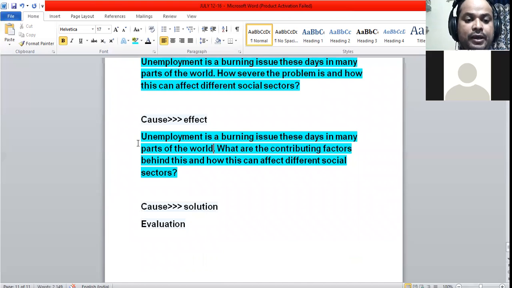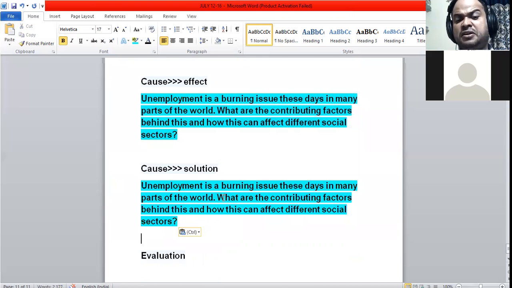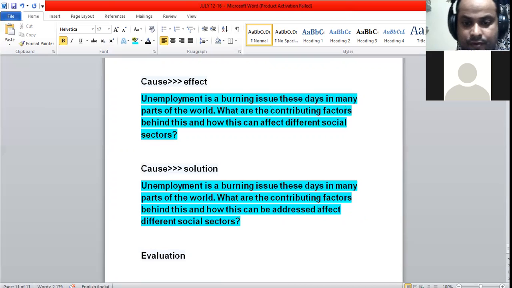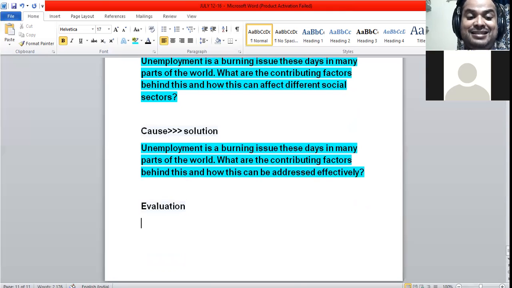Okay, now I'm going ahead with the next, cause-solution. Unemployment is a burning issue these days in many parts of the world. What are the contributing factors behind this and how can this be addressed effectively? So this is another type of question, the cause-solution question. Now I have to go ahead with one more type of question, that is the evaluation question.